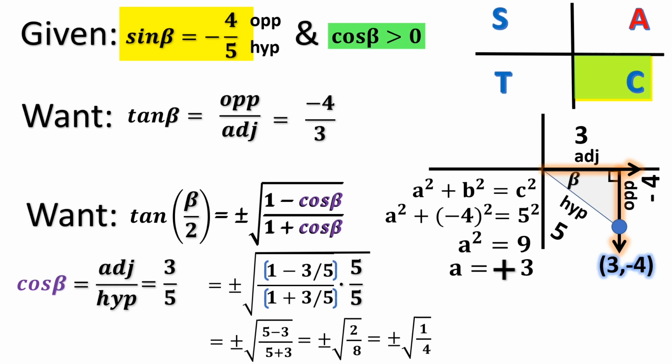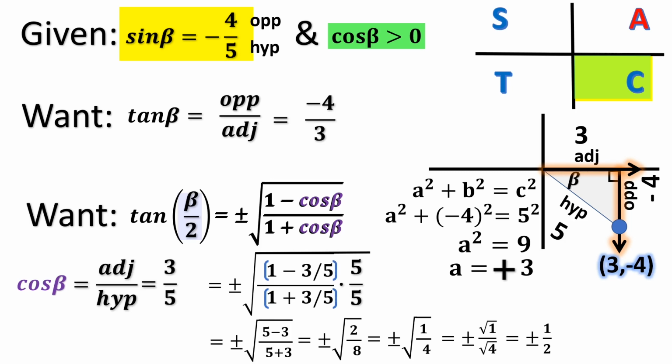The square root of a fraction is the square root of the numerator over the square root of the denominator. We get positive and negative 1/2. We are finding the answer to the tangent of beta over 2. So to decide if the answer should be positive or negative, we need to determine the location of the angle measure beta over 2. Beta is in quadrant 4.